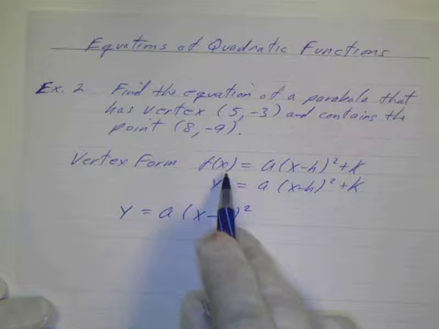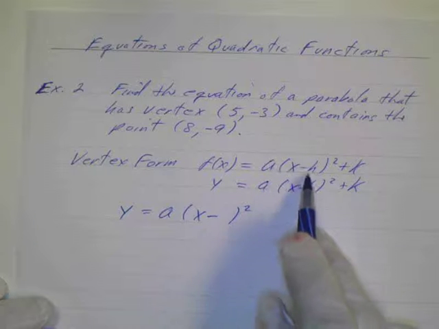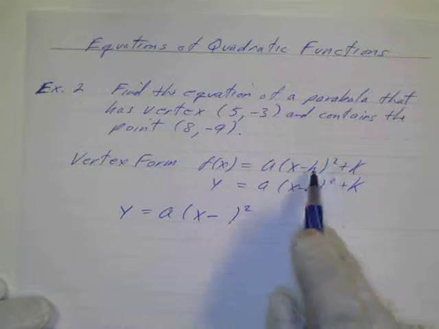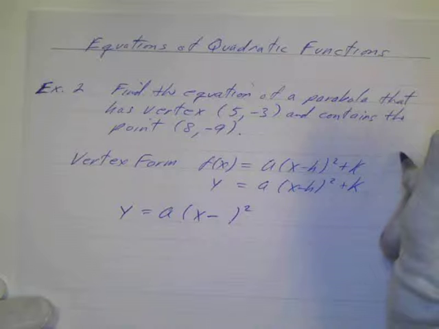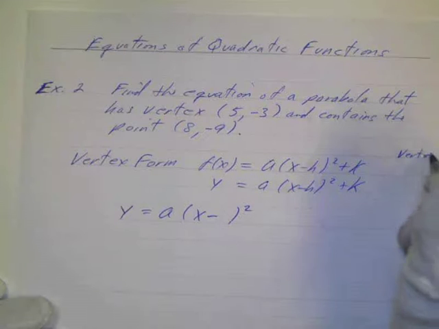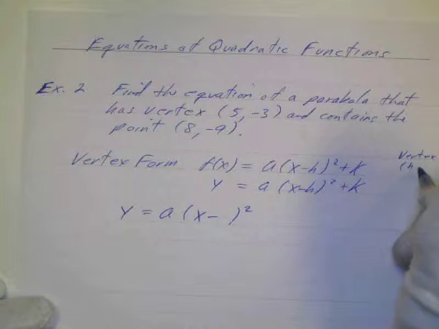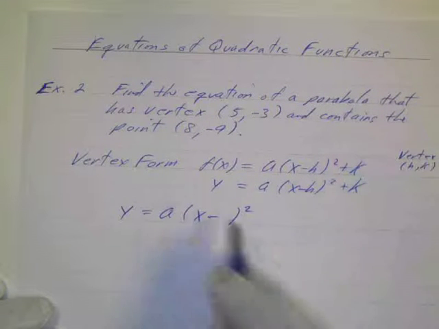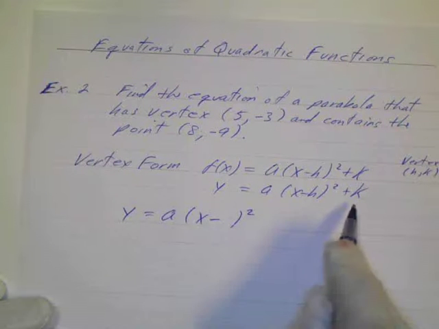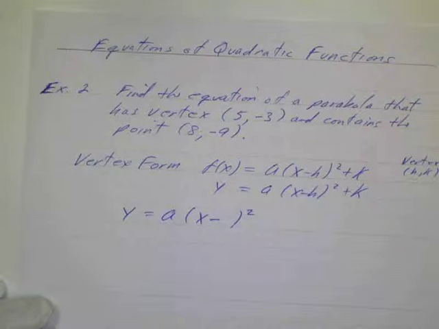And we have our vertex form, which is f of x equals a times (x minus h) squared plus k, where the vertex is (h, k). And f of x is the same thing as y, so we're going to use this form, and we can leave it in this form, be fine.